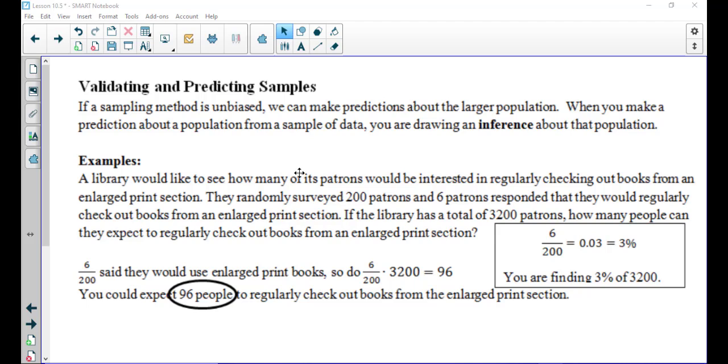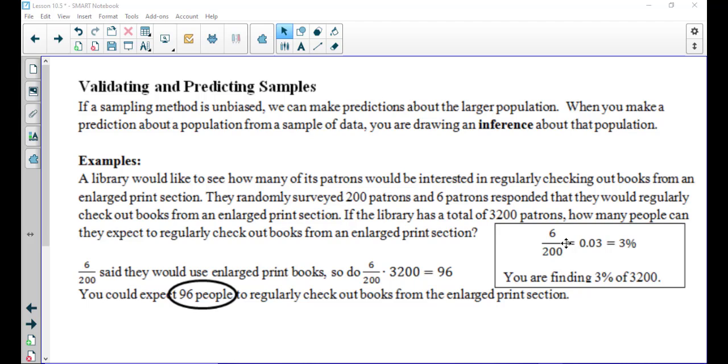A library would like to see how many of its patrons, people who go to the library, would be interested in regularly checking out books from an enlarged print section. They randomly surveyed 200 patrons, and 6 patrons responded that they would regularly check out books from an enlarged print section. If the library has a total of 3,200 patrons, how many people can they expect to regularly check out books from an enlarged print section?